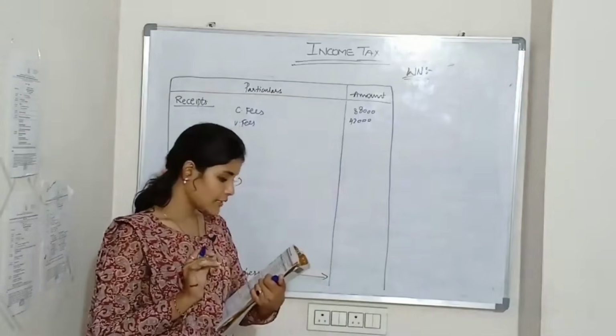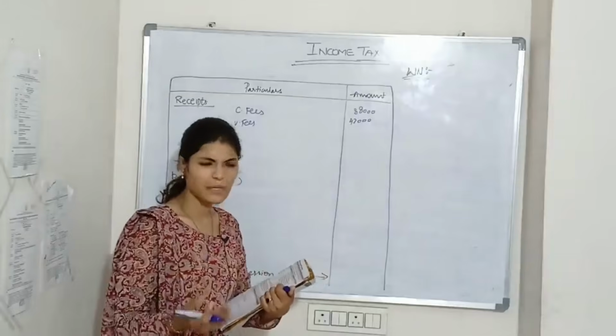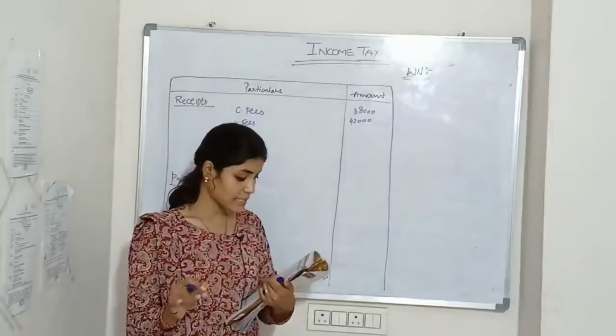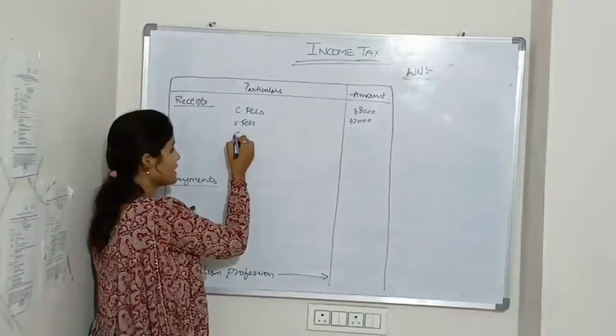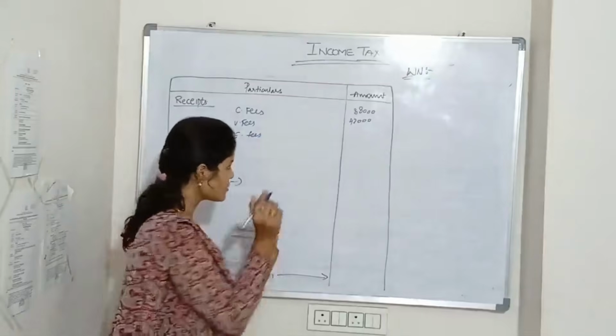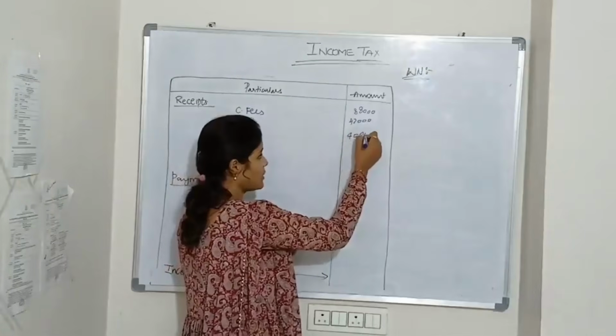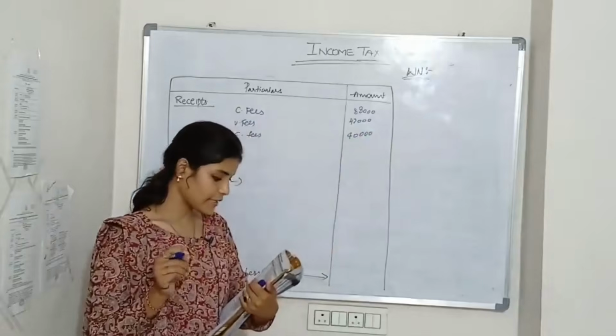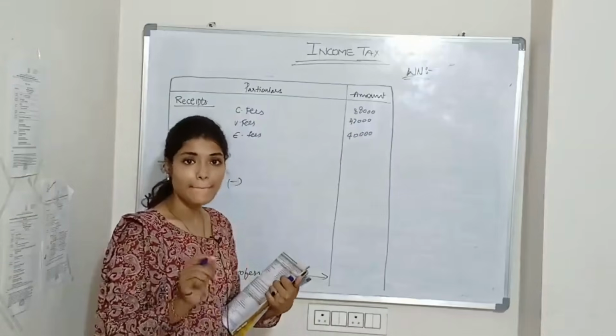Got it? And interest on deposits, it's his personal thing. Dividends, personal. If examiner's fees comes, you can take it. If in the question they are mentioning fees, it means you can take it. It is a receipt only. 40,000. And gifts from patients.